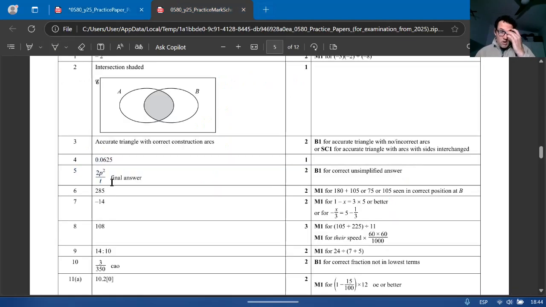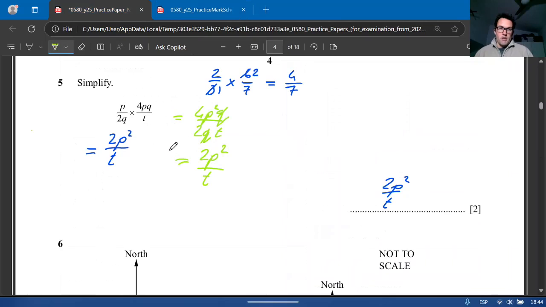Just make sure you simplify all the way. Okay, so you get one mark for a correct unsimplified answer. So that might have been, if you forgot, 4 over 2, or not the Q's. Okay, full marks, fully simplified.